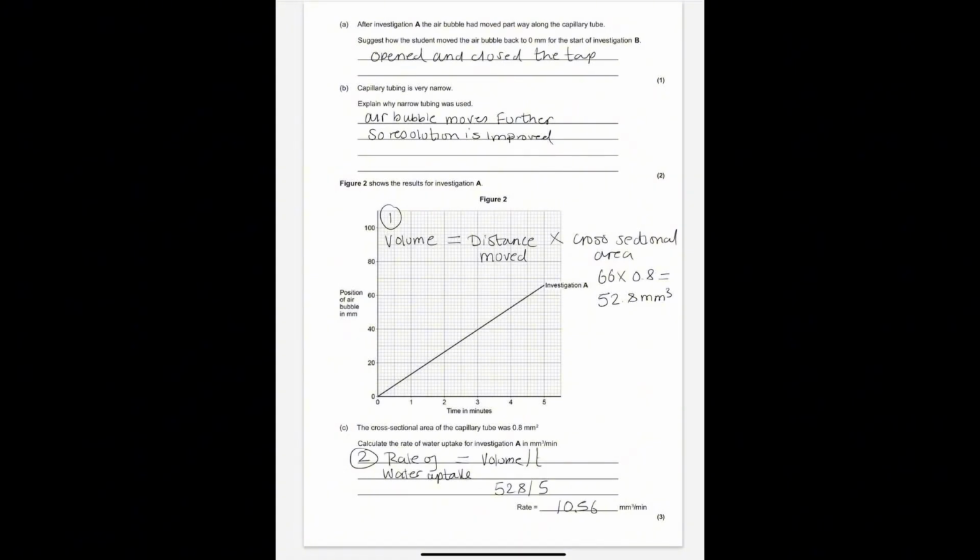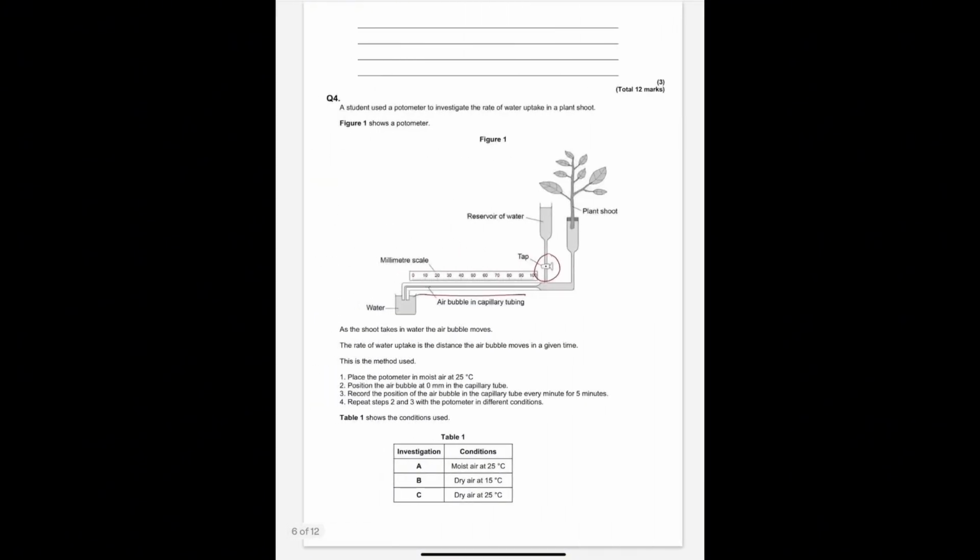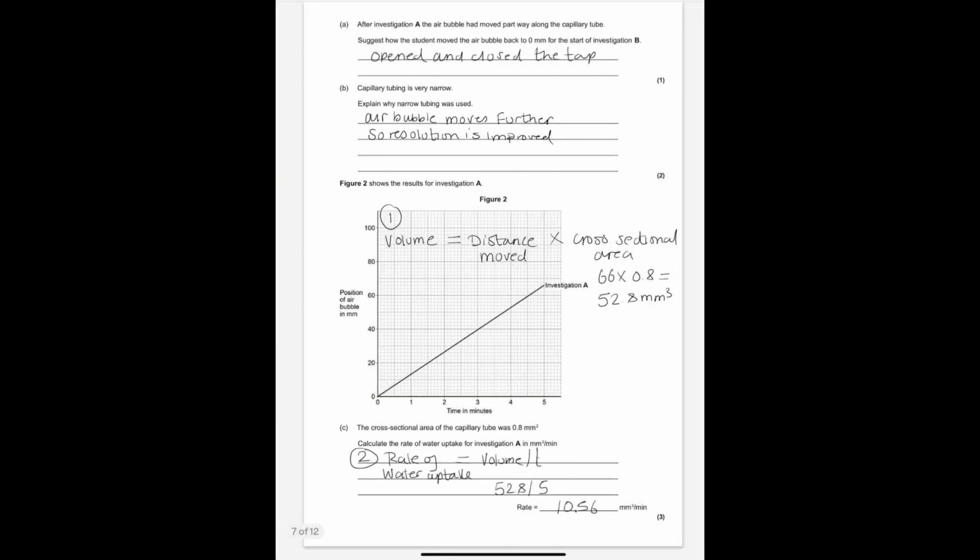Capillary tubing is very narrow. Explain why narrow tubing was used. The air bubble moves further along, so resolution is improved, so it's a bit more accurate. Okay, so that's the reason why the capillary tubing is very narrow, which you can see over here. It is very narrow so that the bubbles can move further along.